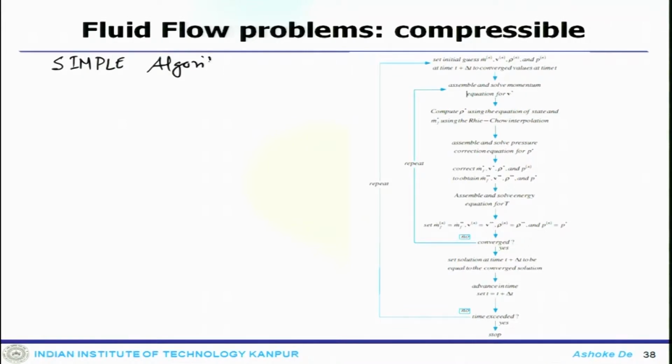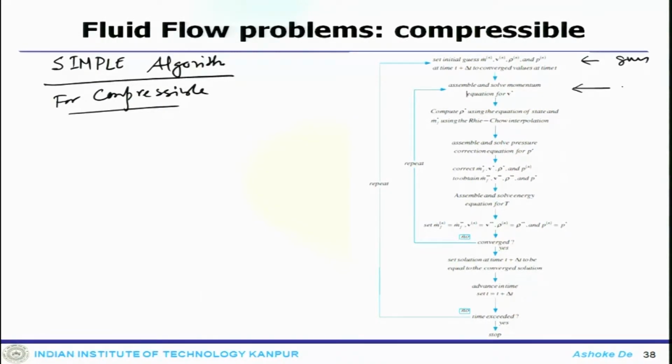Now, having said that, this is our simple algorithm for the compressible case. So, initially you do the guess value as we have done, you solve the momentum for V star, then do the rho star calculation and then m dot f star, where you use Rhie-Chow interpolation, solve for p prime, then you correct, then again you solve for temperature, then you update everything.